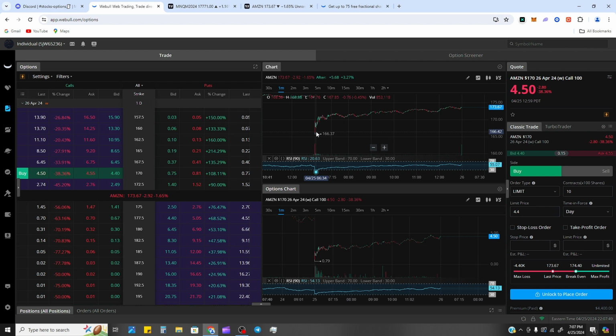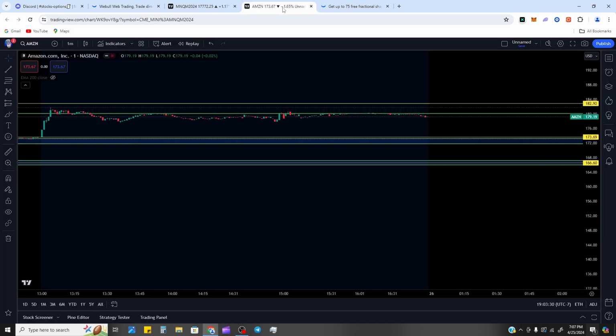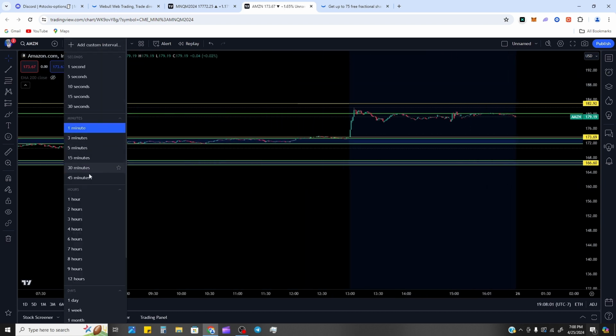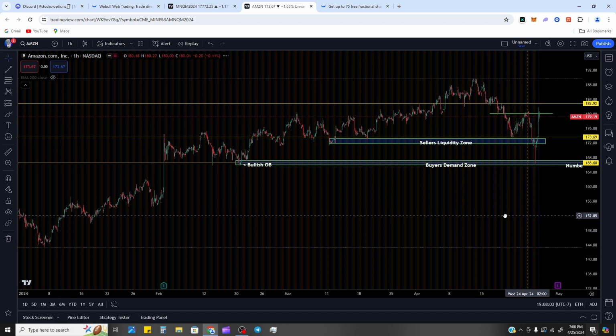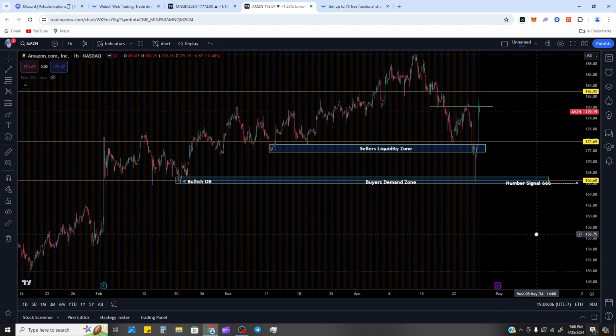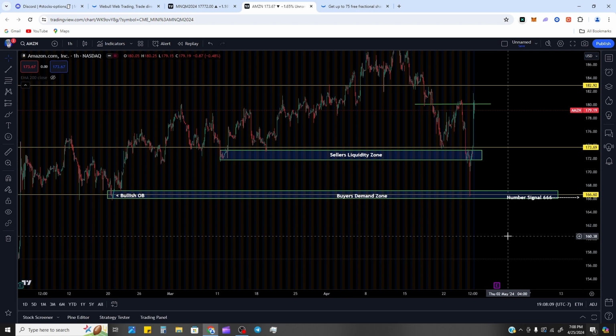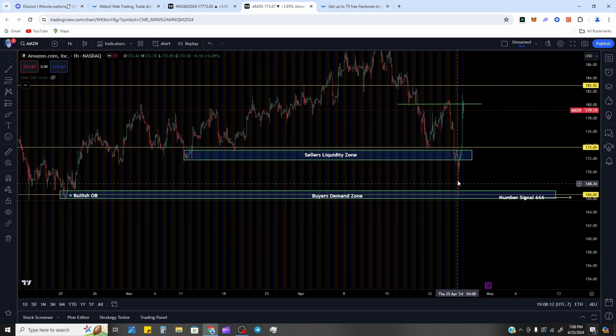What we were looking for is for Amazon to come down to this level, the 166 level. We go and check our TradingView. Let's take this to the 1 hour. You can see exactly what and why we're looking at it and why we would take our trade right there. So price came down this morning violently right into the buyer's demand zone, touched this bullish order block, the bullish OB, and it also hit our number signal 666. It was 166.60, touched it right there on the top.